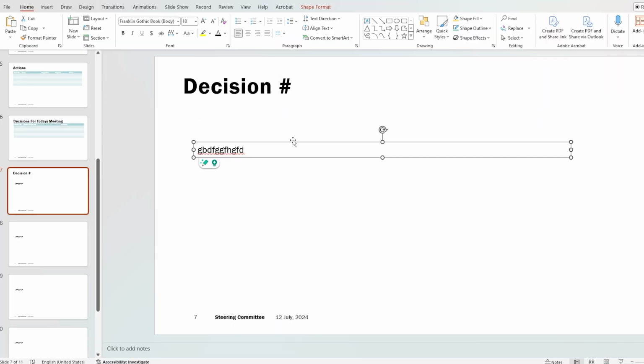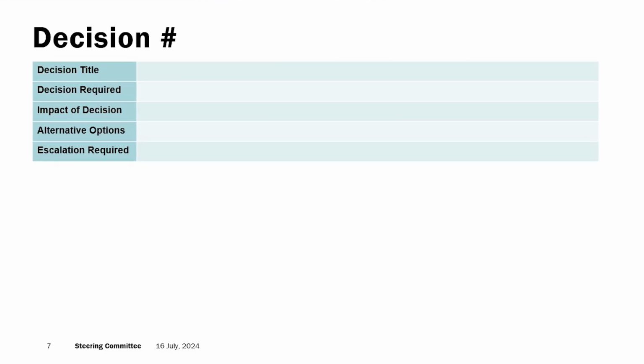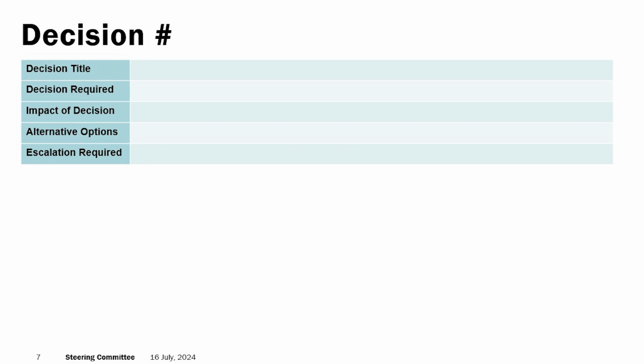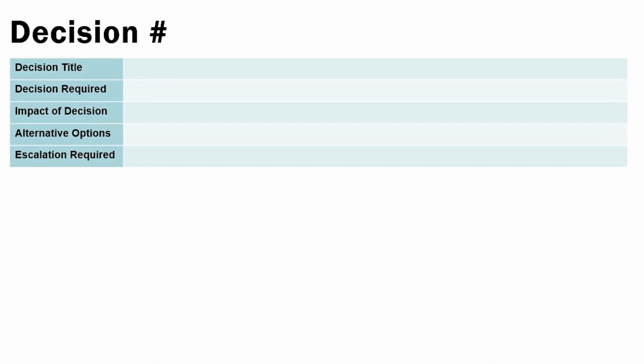Next, I have a page that looks at the decisions in detail, and I'm using a table here to ask for this information in a consistent way so that every decision is providing the same sort of information. What is the decision? What are the impacts? What alternatives have been considered? And do we need to escalate this anywhere else in the organization to get a final sign off?